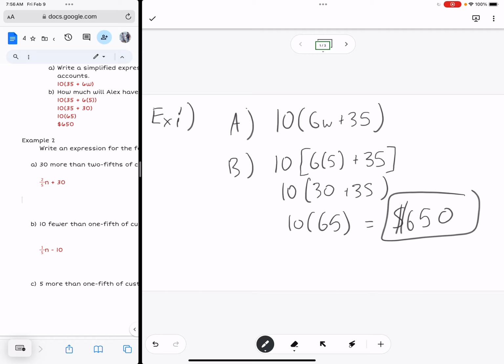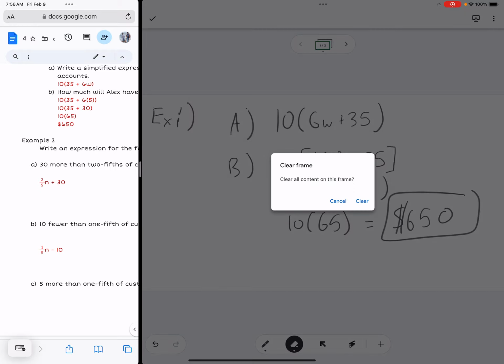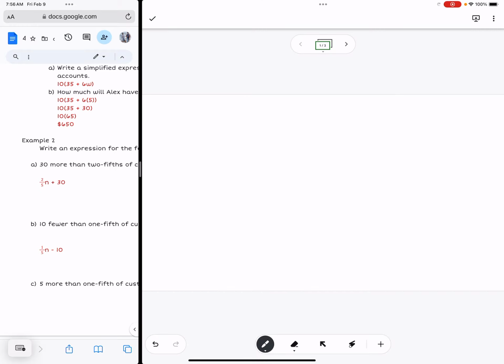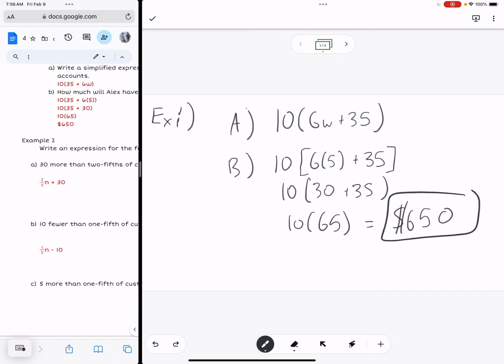25 times 5 plus 30 plus 35, and then I did 225 plus 35 times 5. It'll get you the same number because technically they're equivalent expressions, which means they're equal. They just look different. For letter A, and then I did 250 plus 400.